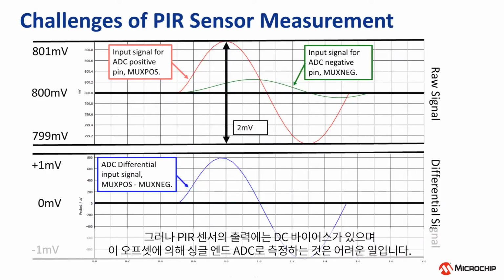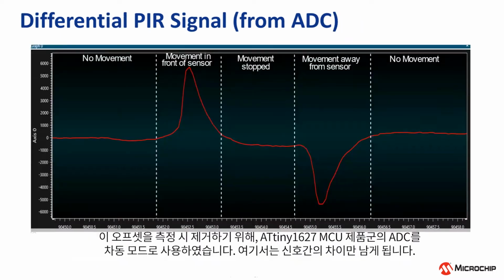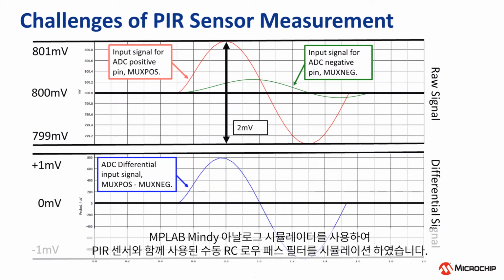However, the PIR sensor's output has a DC bias, which would make measurements with a standard single-ended ADC difficult due to the offset. To remove this offset from the measurement, the ADC on the ATtiny1627 family of microcontrollers was used in differential mode, where the signals are subtracted, leaving only the difference between them. MPLAB MINDI analog simulator was used to simulate the passive RC low-pass filters used with the PIR sensor.